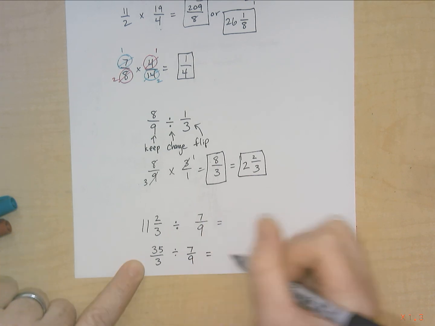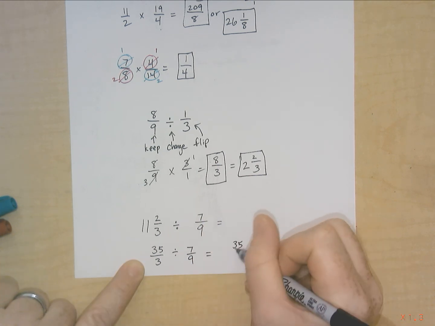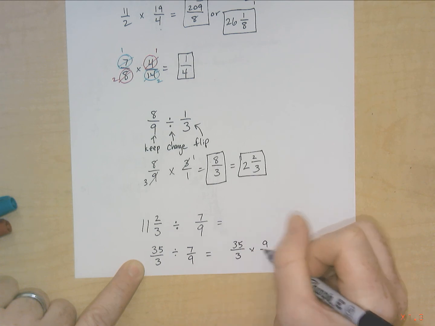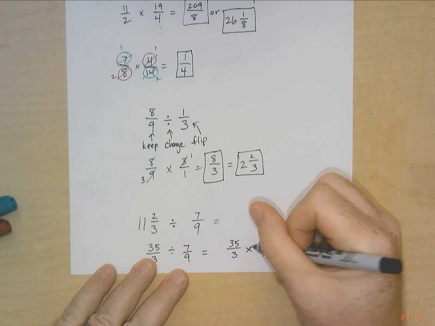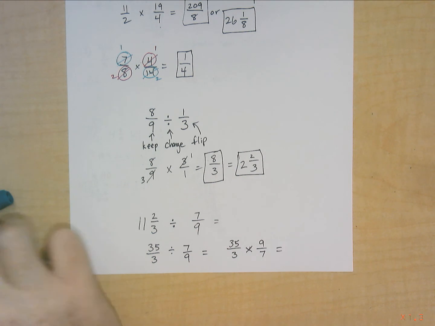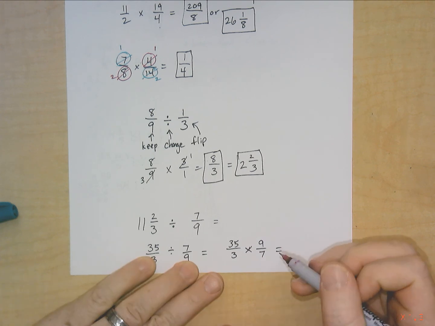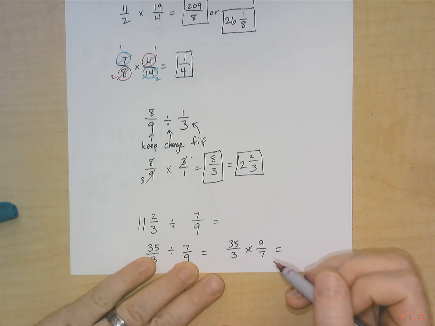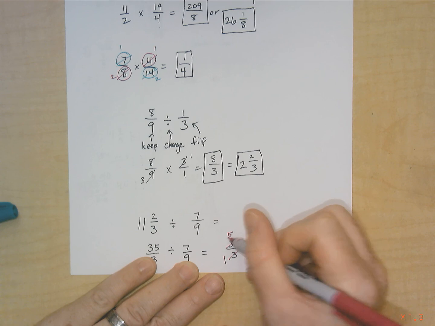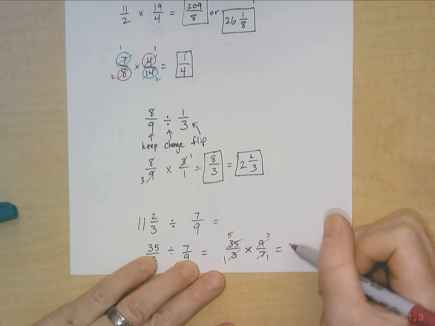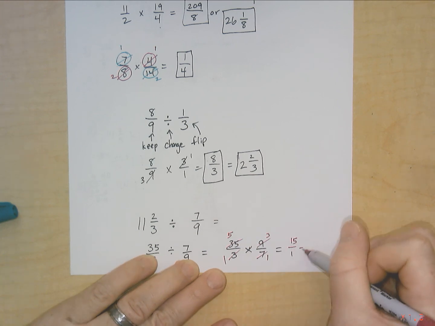So at this point you want to do keep, change, flip. And then make sure you simplify before you multiply. It makes things a little bit easier. Otherwise, you're just going to have 35 times 9 over 21. And that's going to be a bear to try to figure out how to simplify, right, to get it in lowest terms. So 3 goes into 9 3 times, goes into itself once. 7 goes into 35 5 times, goes into itself once. 15 over 1 is 15.